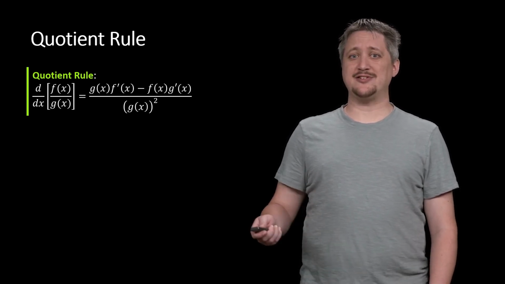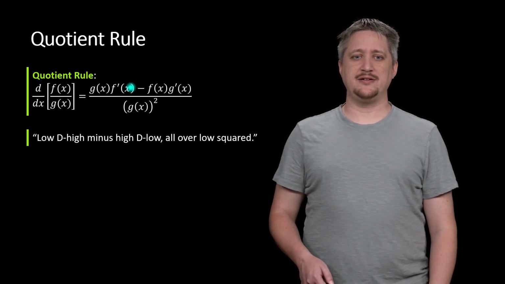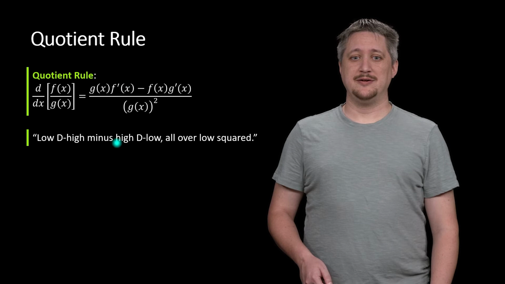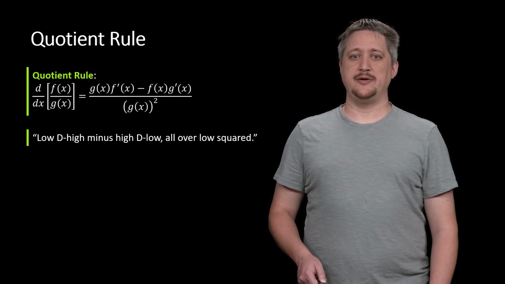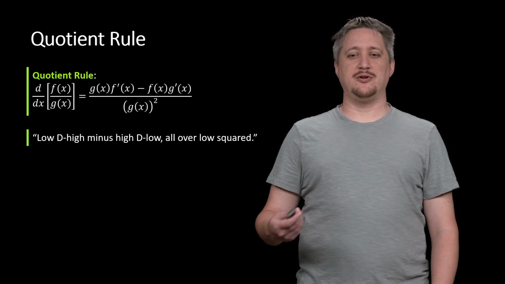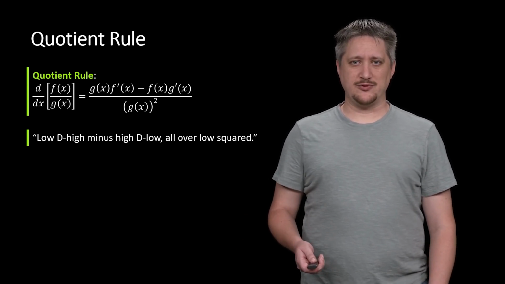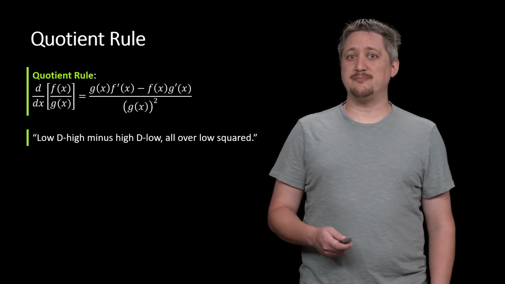So the classic mnemonic that a lot of students learn is this: low d high, meaning low g of x times d high, the derivative of the top, f prime, minus high f of x d low g prime of x, all over low g of x squared. So low d high minus high d low all over low squared. This is the classic mnemonic, but really however you want to remember it, the key is that where stuff goes matters.